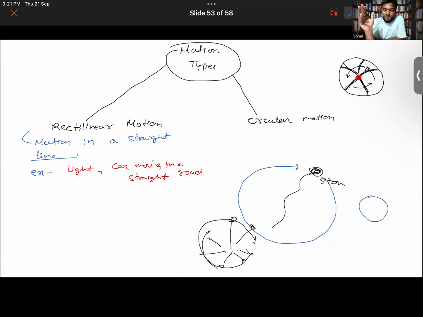So what about a rotating fan? The rotating fan also. That is also an example. The hands of a clock, sir. Yes, the hands of a clock.